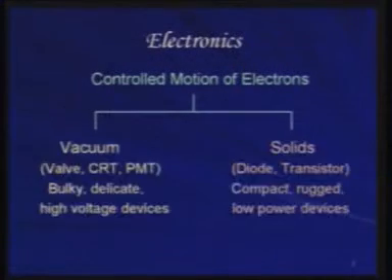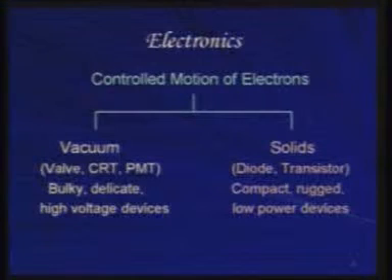Essentially, we have two categories in any electronic device. Either it will be a vacuum system or it will be a solid state device. Now, control of motion of electrons in vacuum, as you might have heard, there used to be valve radios in an earlier era. Also there are some valve and vacuum tube devices which are still in use, like the cathode ray tube or photomultiplier tube, as we will be discussing shortly.